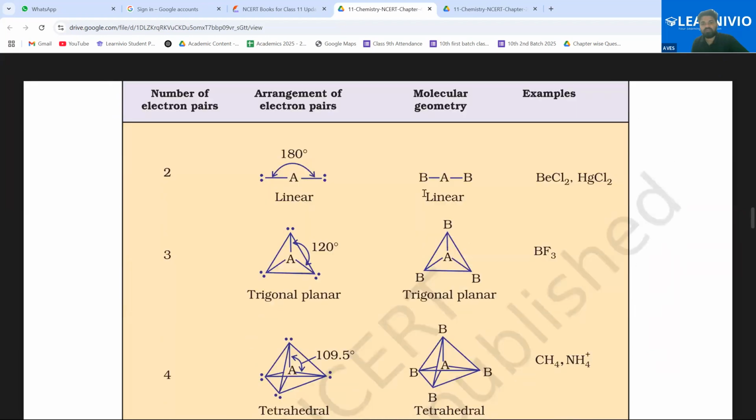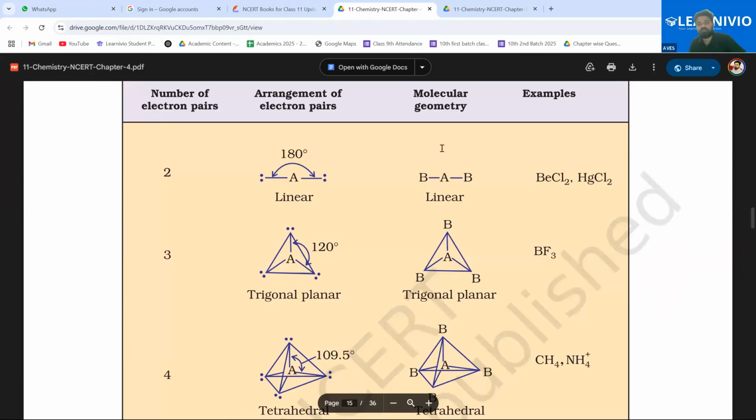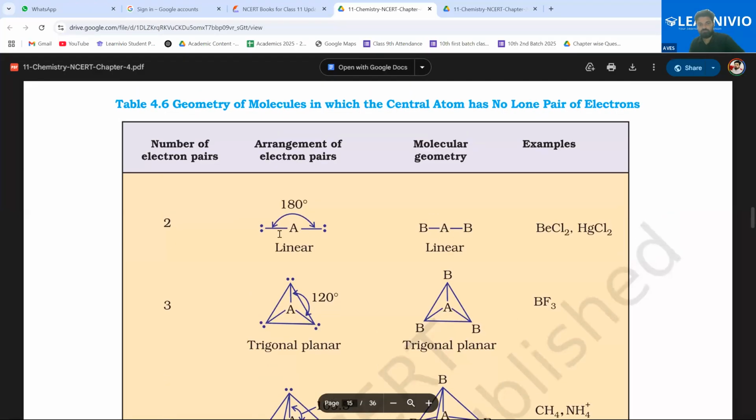So if a molecule is AB2 type, the shape will be, draw this, please try to make this one. Number of electrons on the central atom, number of electron pairs. I will also explain what electron pairs are. 2 pairs are there, 3 pairs are there.